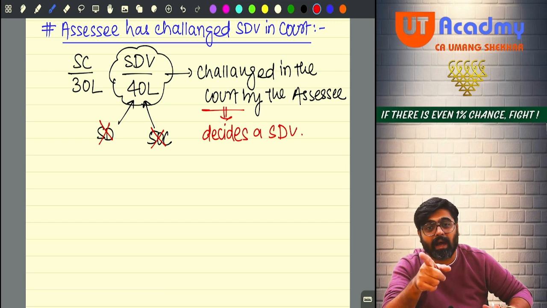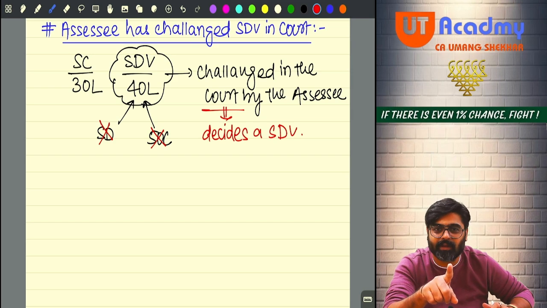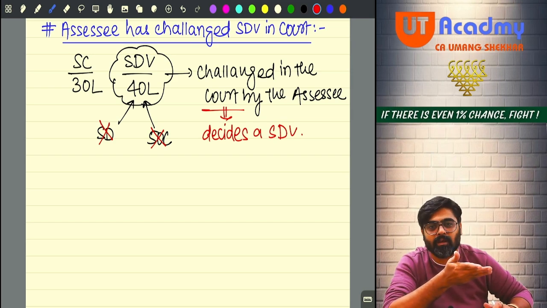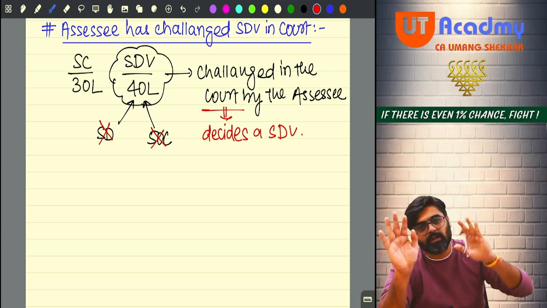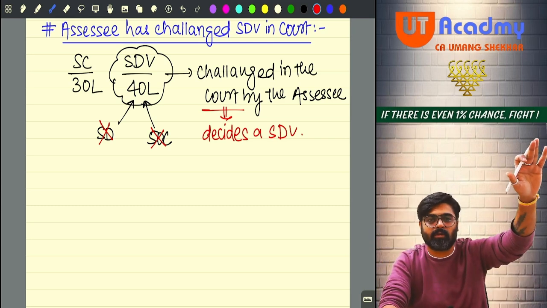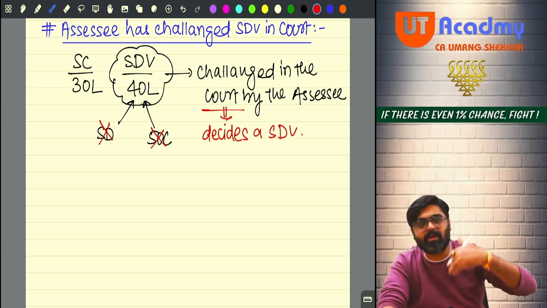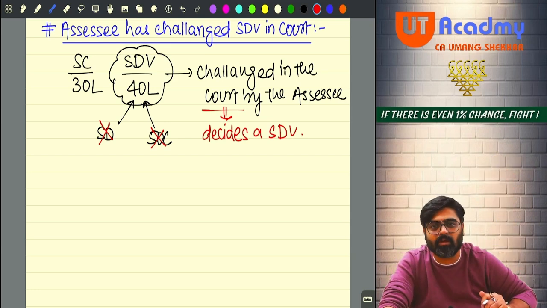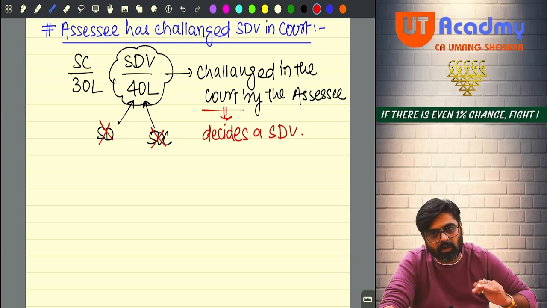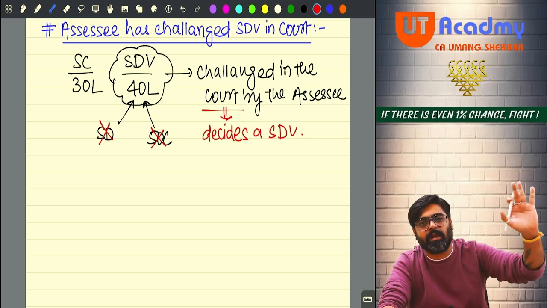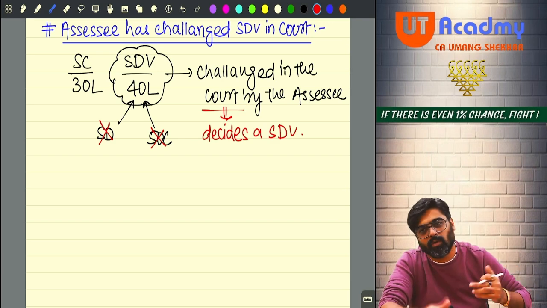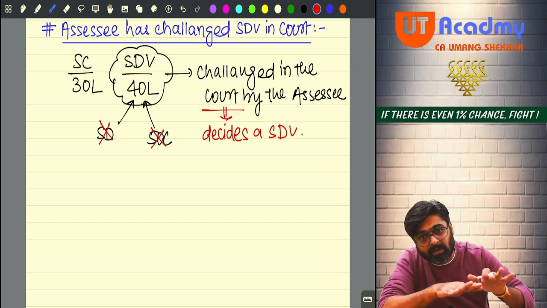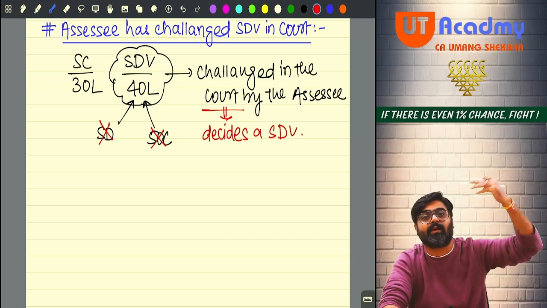Wait. Higher than 40 will not be determined. Only 40. If you lose the case, on what grounds you will lose? What the court will say? No. The stamp duty value determined by the stamp duty authorities is okay. Court cannot increase that stamp duty value. Yes or no? If you lose, court will say that okay, the stamp duty value determined by the stamp authorities is correct. You lose the case. But the stamp duty value will remain same. It will not be enhanced by the court. Getting my point?